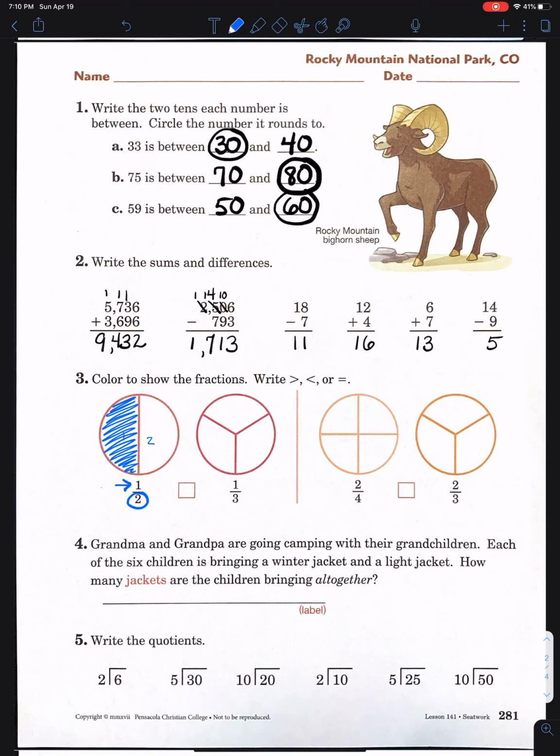And then the next shape is 1/3. They want us to color 1 out of the 3. There are 3 equal parts. 1, 2, 3. We need to color one of them.